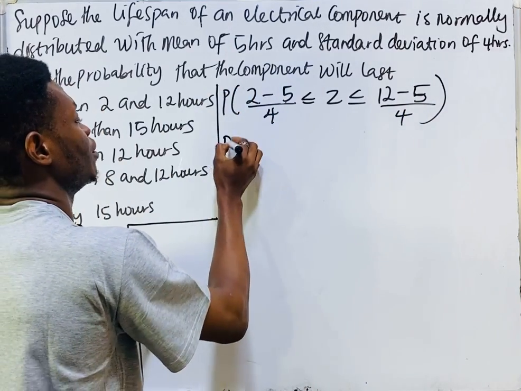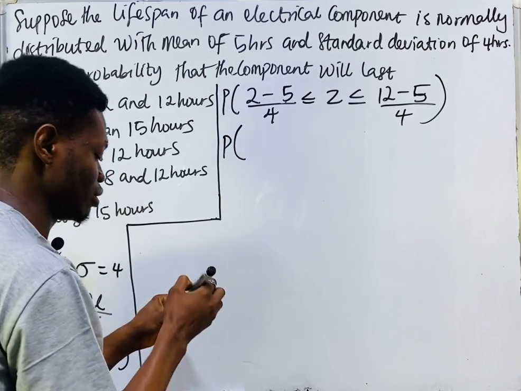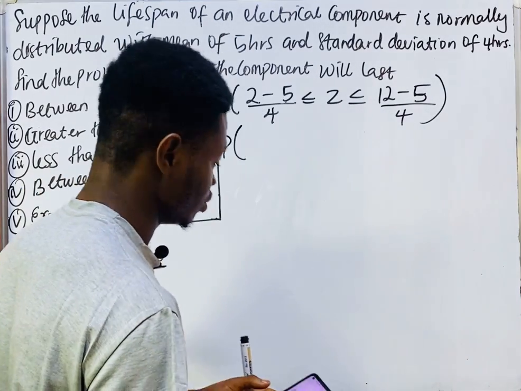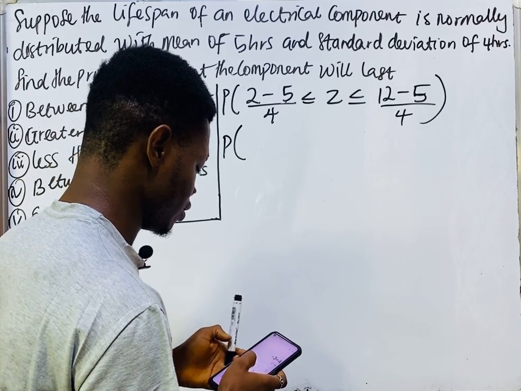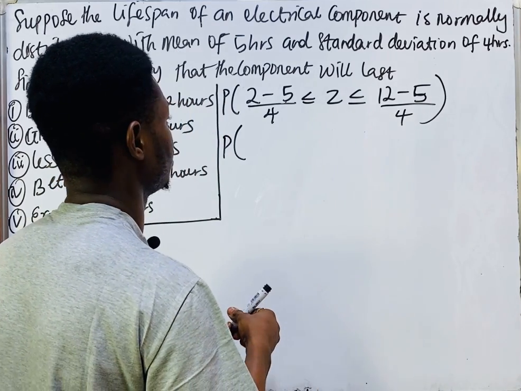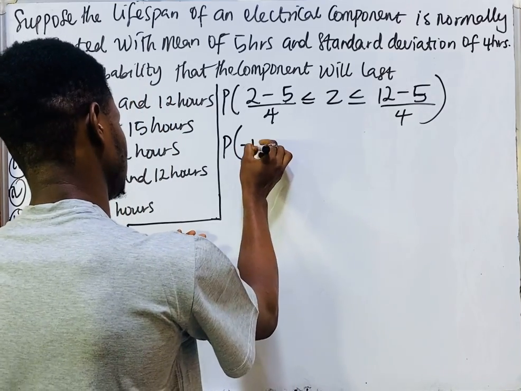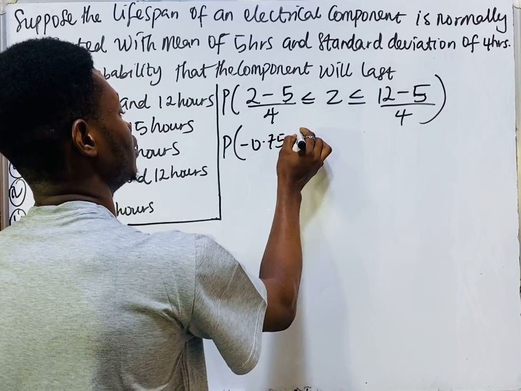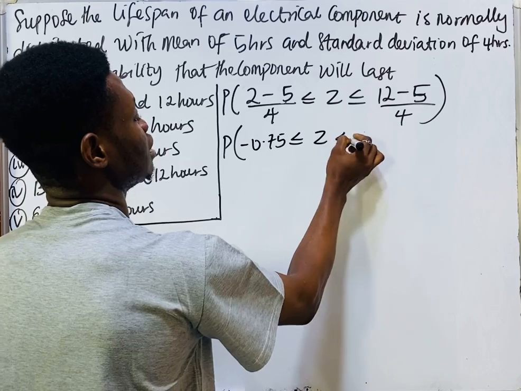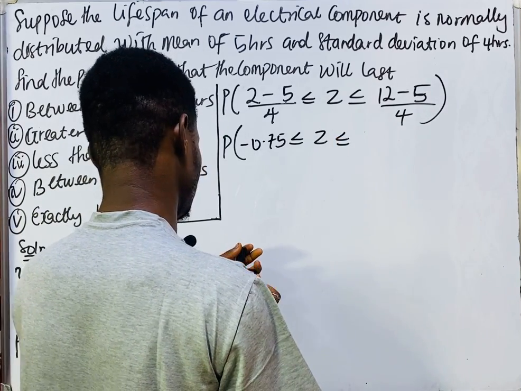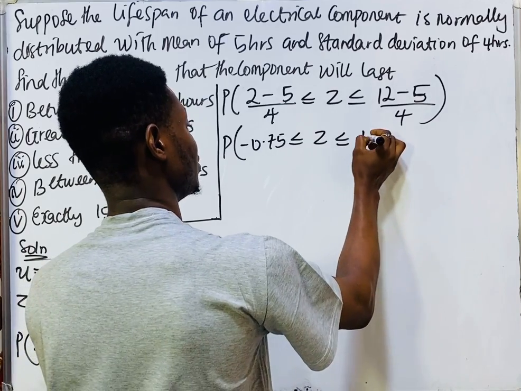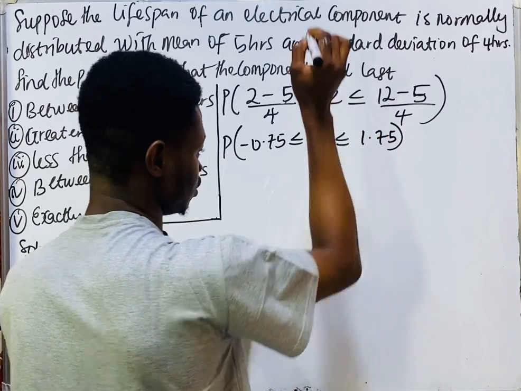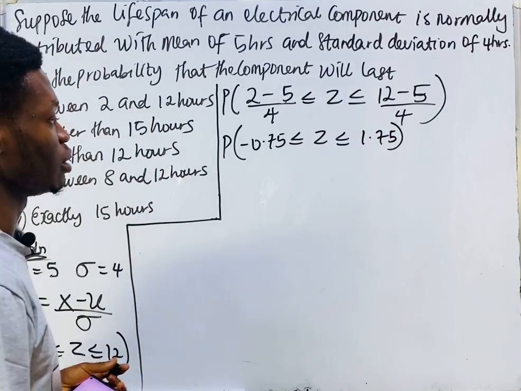So 2 minus 5 will be minus 3. Minus 3 divided by 4 will give me minus 0.75, less than or equal to Z, less than or equal to 12 minus 5, which is 7. 7 divided by 4 is 1.75. Are you there? So what are we going to do?